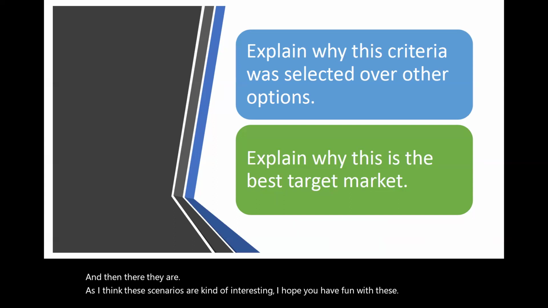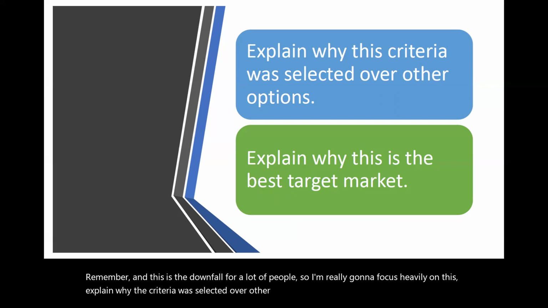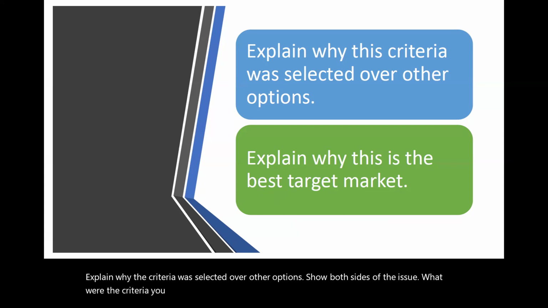Remember, and this is the downfall for a lot of people, so I'm really going to focus heavily on this: explain why the criteria was selected over other options. Show both sides of the issue. What were the criteria you used to select, and which criteria didn't you consider? Explain why this is the best target.